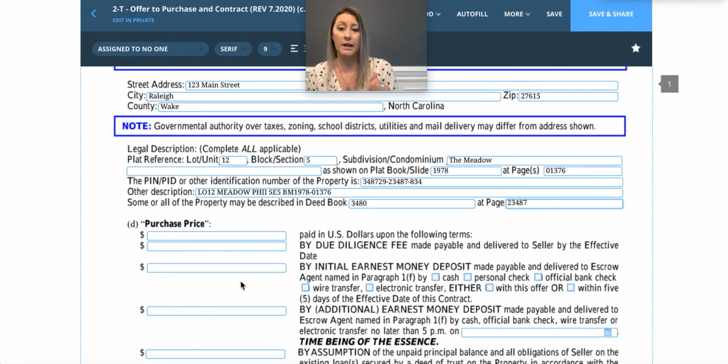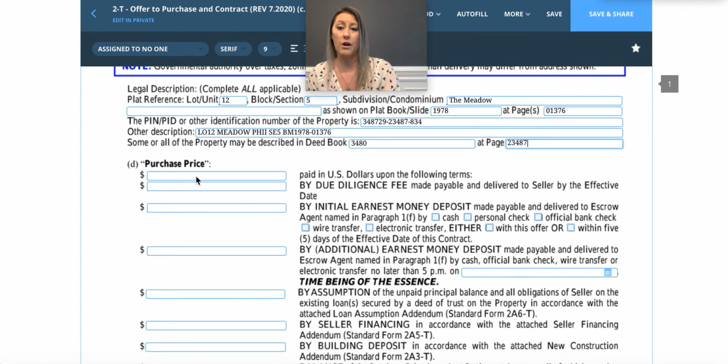All right, now we're going to move down to purchase price. So what are your clients going to offer? Put in what they're going to offer for the house. Oops, too many zeros. Then the due diligence fee. How much are your clients going to be giving for due diligence? Right now, the market is so insane, and today's date is June 10th, 2021. The housing market in Raleigh, North Carolina is absolutely insane, and people are offering $10,000 due diligence money. That is not very common.